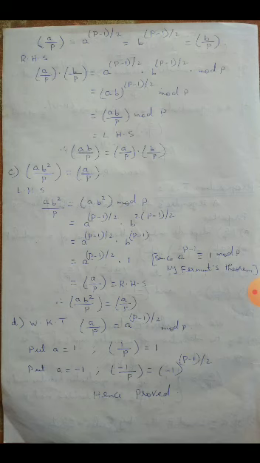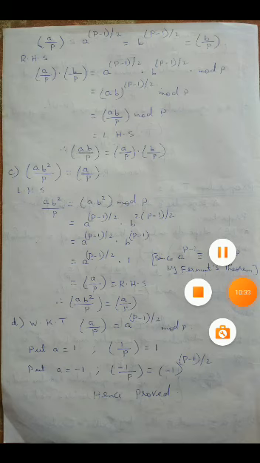Let us see the fourth property. By Euler's criterion again, write (a/p) is equal to a^((p-1)/2) mod p. In the place of a you replace 1: (1/p) is equal to 1. In the place of a you replace -1. So (-1/p) is equal to (-1)^((p-1)/2). In this way we can prove these four properties.